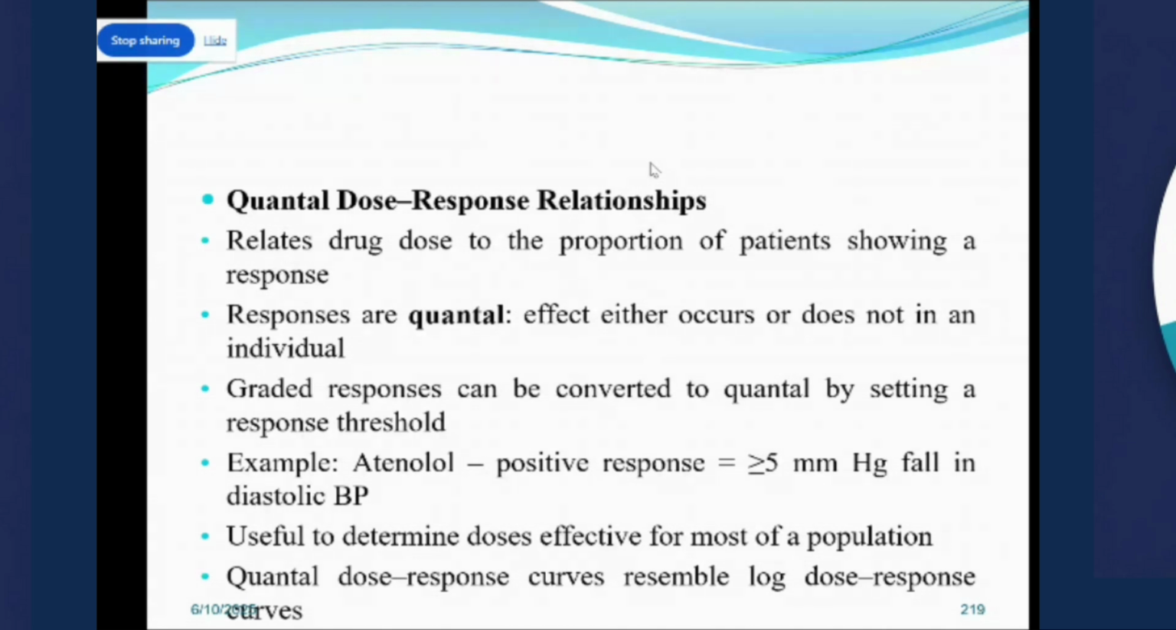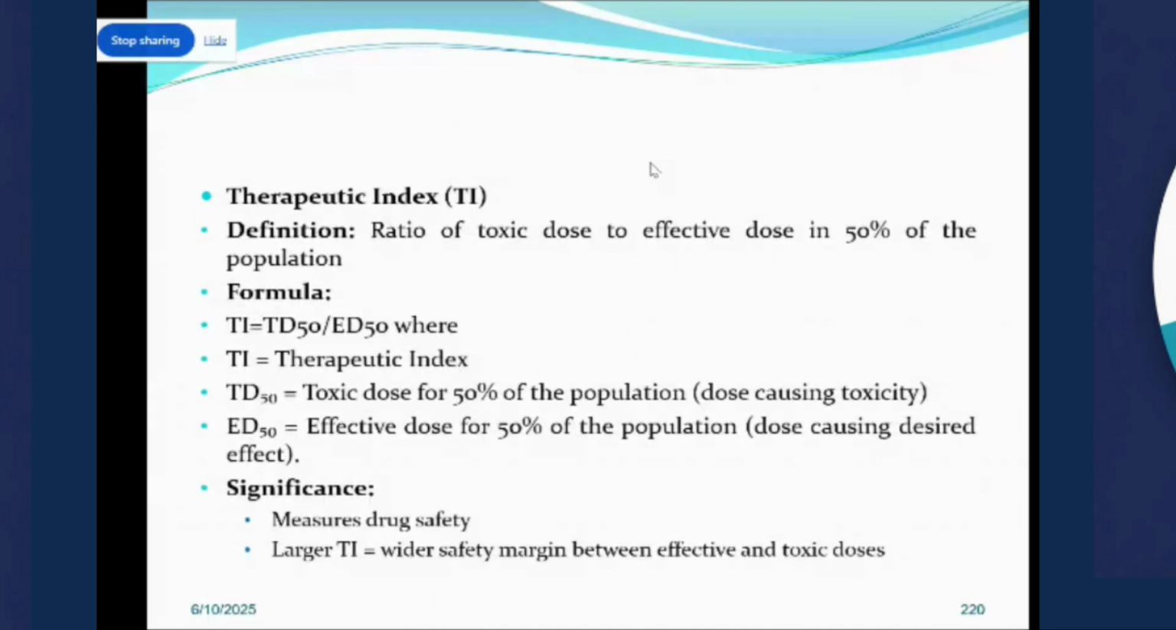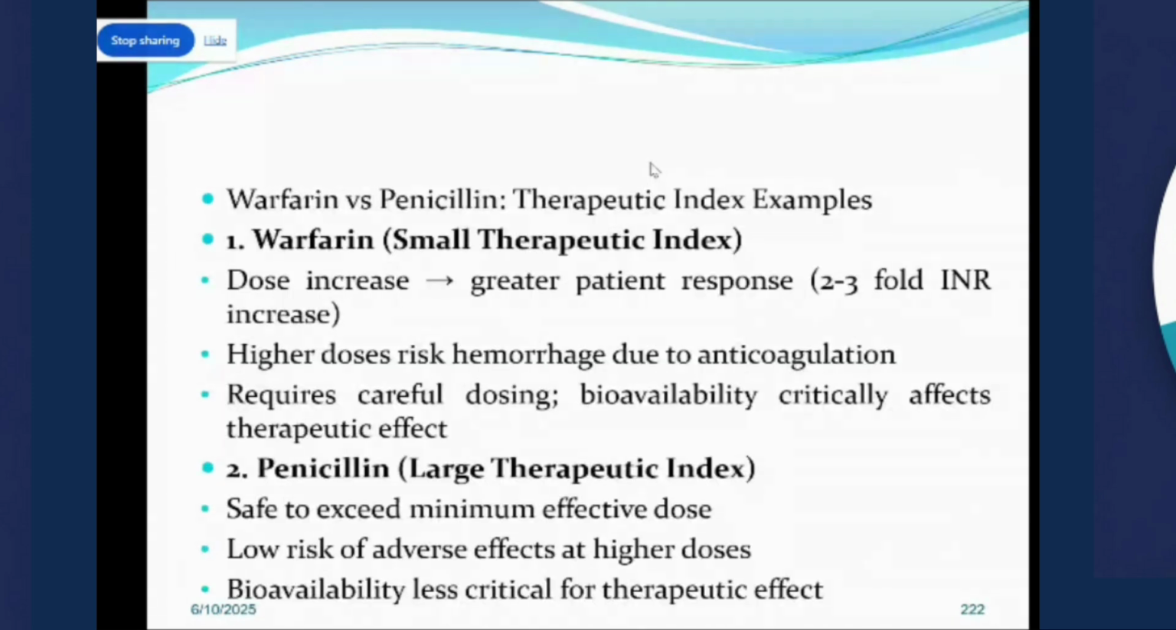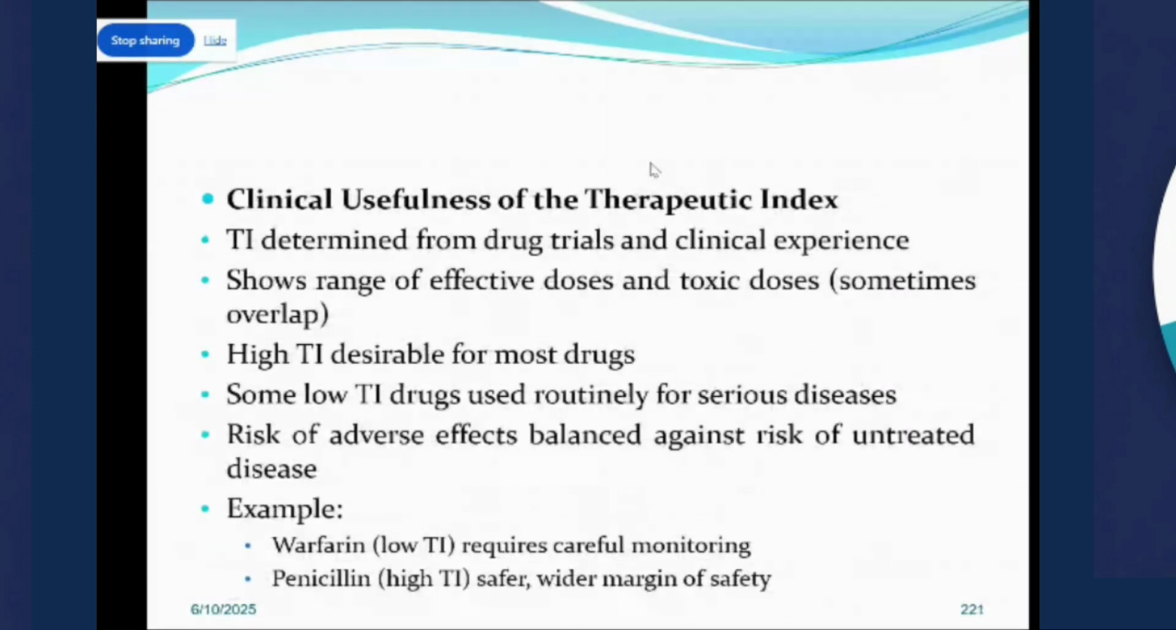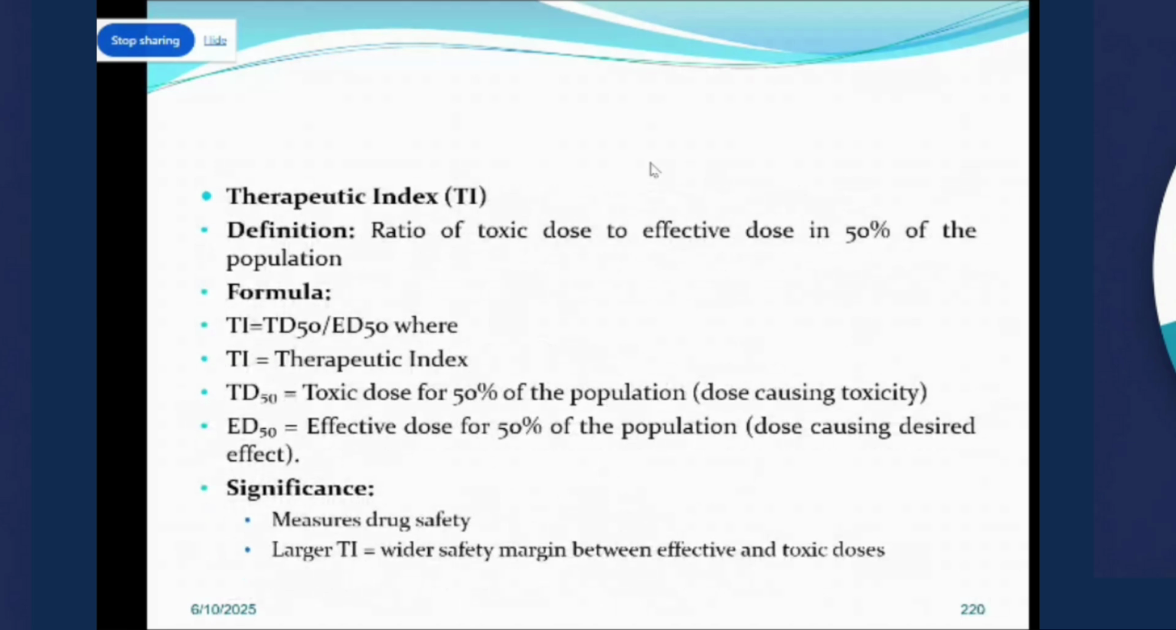Quantal dose response relationships are very important in determining efficacy and safety of drugs. In fact, these curves are quite important in drug studies. Usually, we look at the response in 50% of the population. Then we have the last thing I would like us to look at. It is called the therapeutic index. And that is very key. The rest were general sentences, but this one is very key.